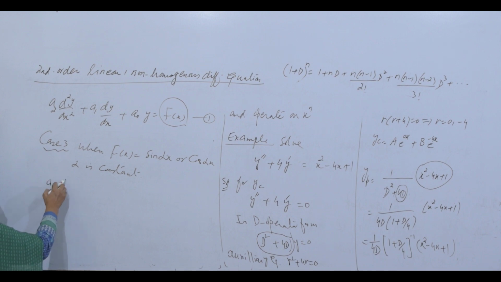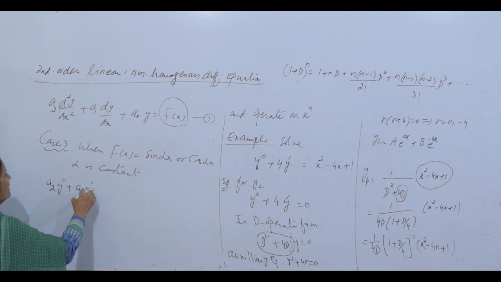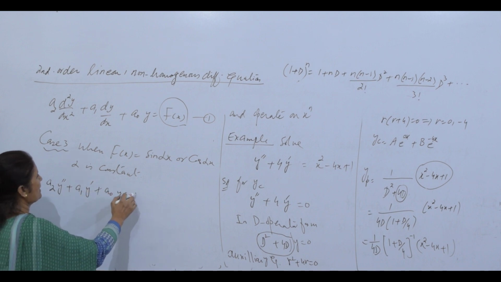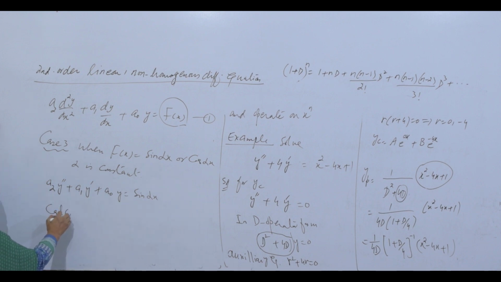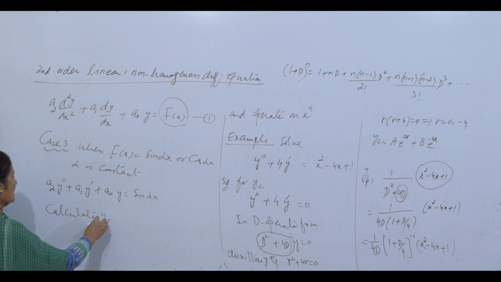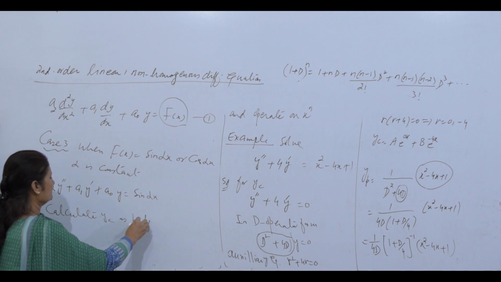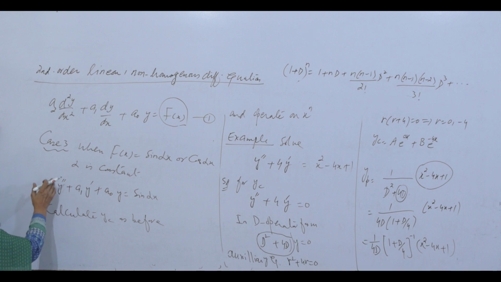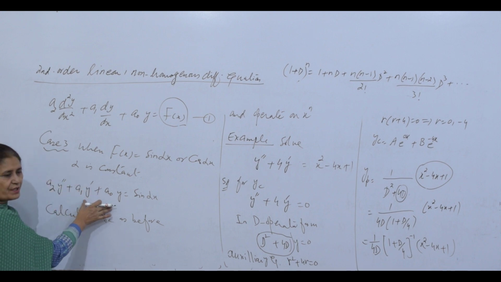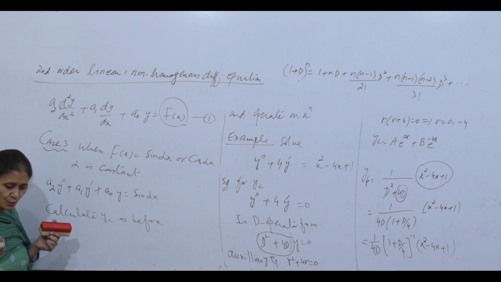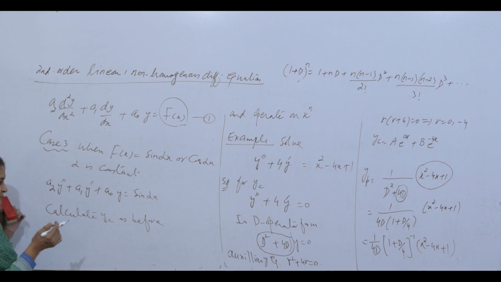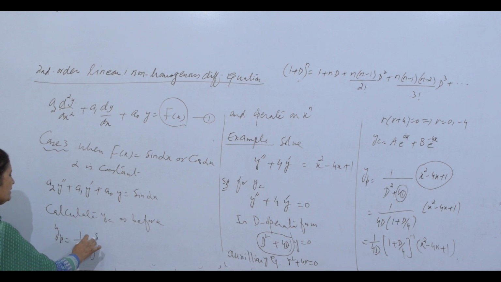This is a2 y double dash plus a1 y dash plus a naught y is sine alpha x, suppose. Calculate yc as before. Left hand side equal to 0, with the D operator, the auxiliary equation, solve the quadratic equation, finding the roots. Looking at the nature of the roots, write down yc. For yp, 1 over a polynomial in D, acting on sine alpha x.